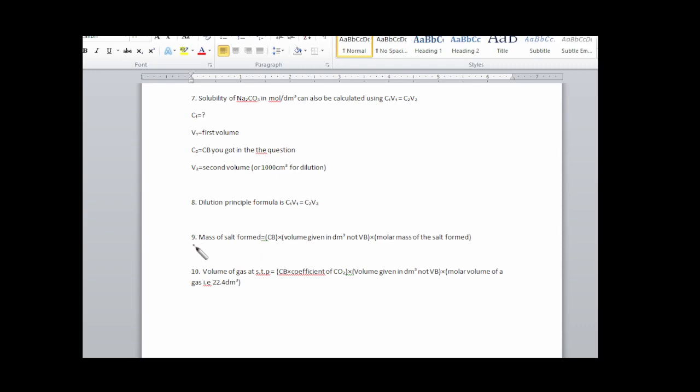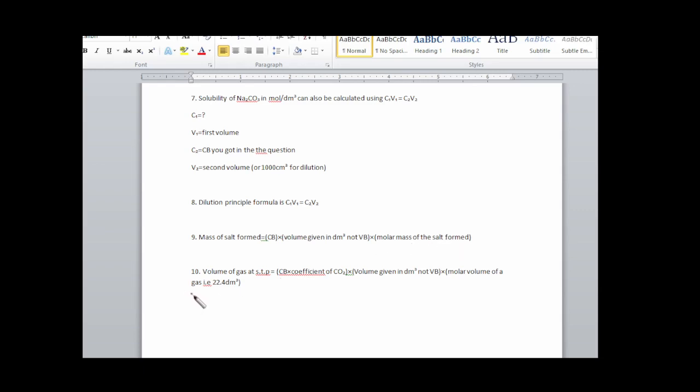And then number 9 is mass of the salt formed. If we are asked to calculate the mass of the salt formed, for example, we'll be having concentration of base times volume that is given in dm cube, not the volume of pipette used, not 25 centimeter cube for this particular one. That is the volume of base in concentration. And then we have it multiplied by molar mass of the salt that is formed.